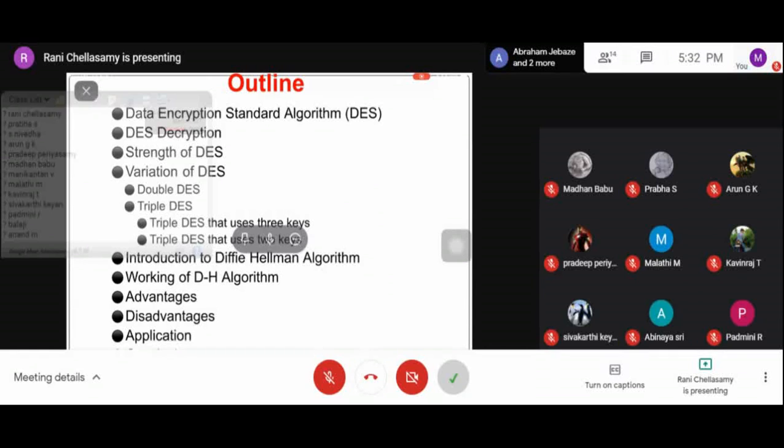So these are the variations that come under DES, and next we will be seeing the asymmetric key cryptography algorithm, that is the Diffie-Hellman algorithm. Then how it works, what the advantages and disadvantages are, where we can apply this DH algorithm, and the conclusion.